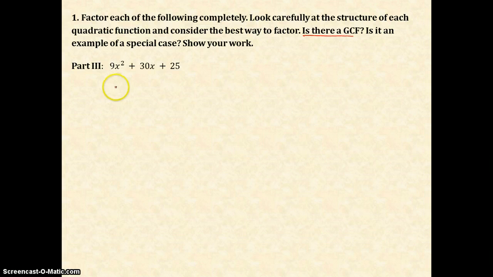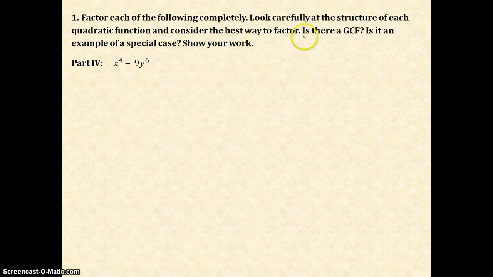So if this was 3x plus 5 squared, as long as this is 2 times 3x times 5. 3x times 5 is 15x, times 2 is 30x. So 3x plus 5 squared is the factorization of that one.